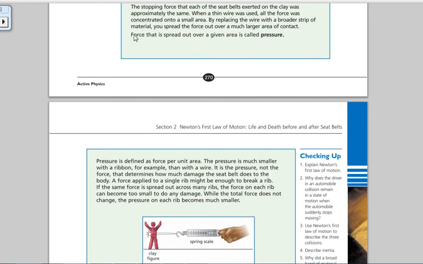So again, here's a good definition that they put here. Force that is spread over a given area is called pressure. Okay, the smaller the area that the force is put on, the greater the pressure. The larger the area the force is put on, the less pressure there is.